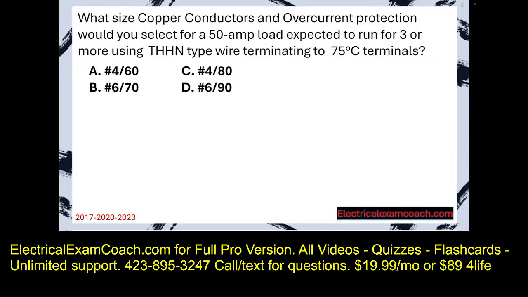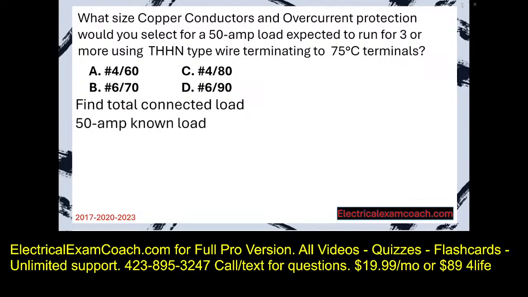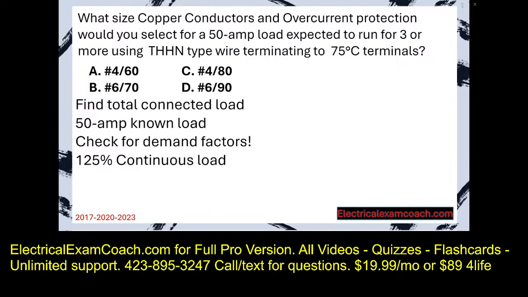What size copper conductors and overcurrent protection would you select for a 50 amp load expected to run for 3 or more hours using THHN type wire terminating to 75-degree C terminals? Step 1, we're going to find the total connected load. Our starting known load is 50 amps, but we must check for demand factors. We see that it's a continuous load, so we're going to have our 125% rule. We take our starting known load, multiply it by 1.25, and that gives us a new known load of 62.5.